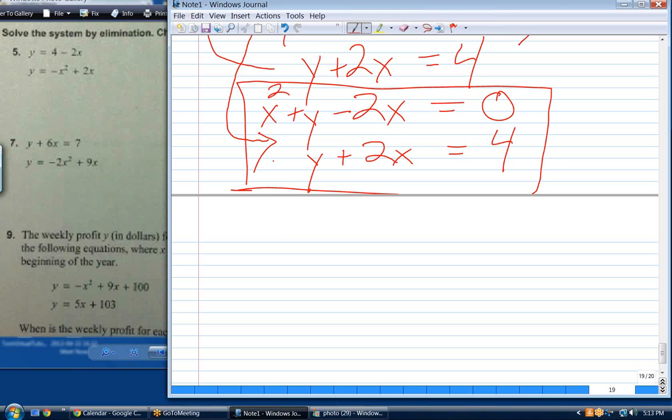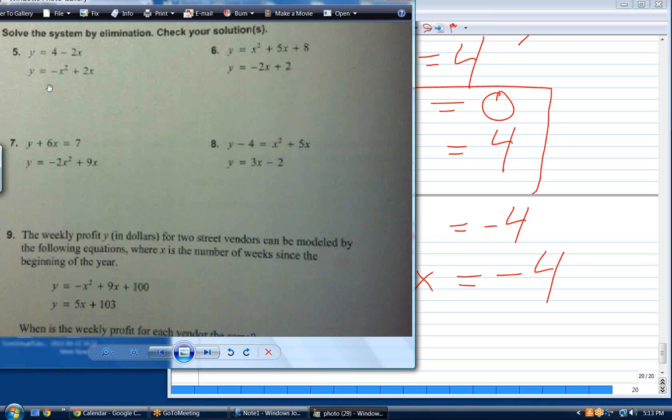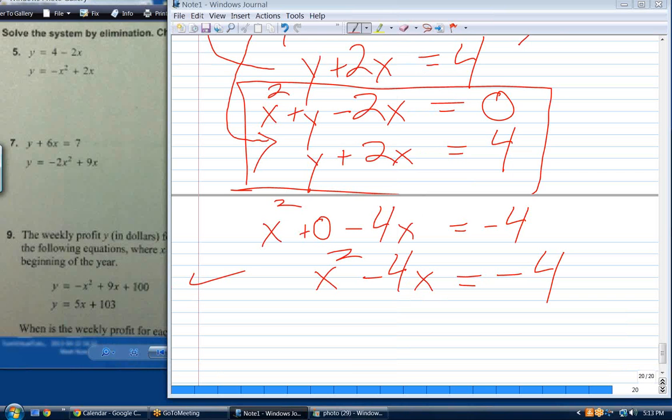Okay, so x squared minus 0 is x squared. Y minus y is 0. Minus 2x minus this 2x is minus 4x. And 0 minus a 4 is minus 4. So now we have x squared minus 4x equals minus 4. How do I solve this? Did we do this one already? No. I'm not sure. No, we didn't do it. That's okay. How do I solve this one?